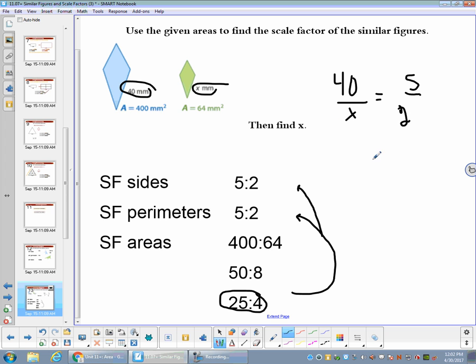So when I cross multiply, 5 times x equals 2 times 40, which is 80. And I divide by 5, and so that's going to be 16. So that's going to be 16 millimeters. And there you go. That's our value for x.